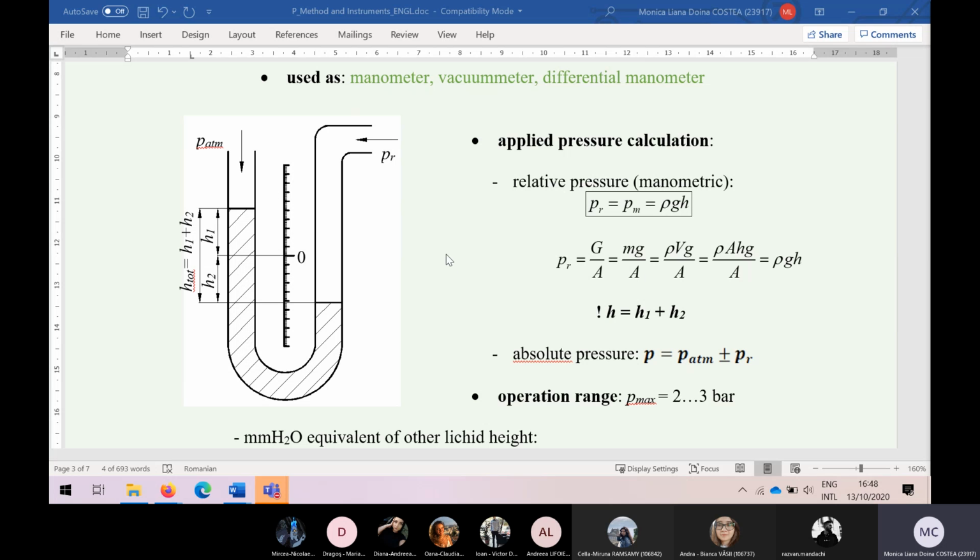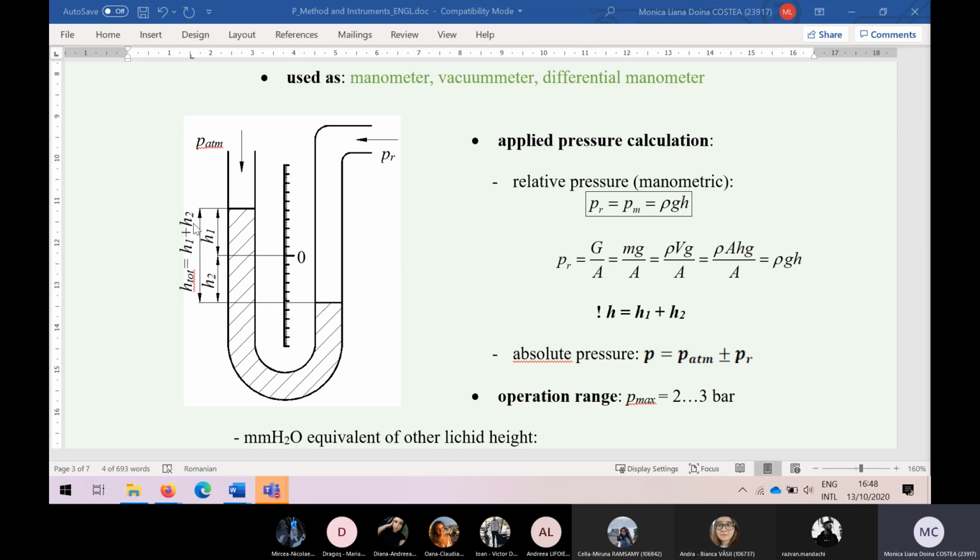No, this is the operating principle. You wouldn't be able to find, if it were a vacuum meter, the pressure would be too small. You wouldn't be able to calculate it because the difference in heights would be very small. No, not this is the idea, Andra.